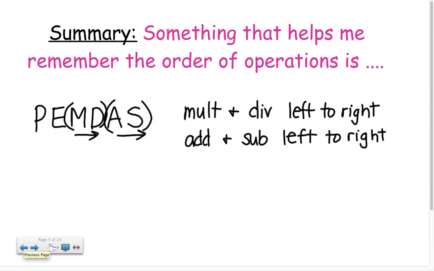One other icon sometimes I like to draw in my summary to help me remember PEMDAS is that ice cream cone or pizza. And when you get to the bottom, you should end up with your answer.